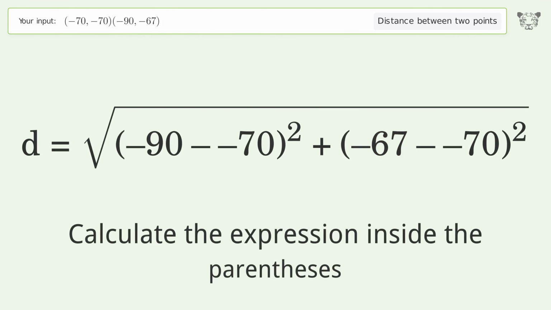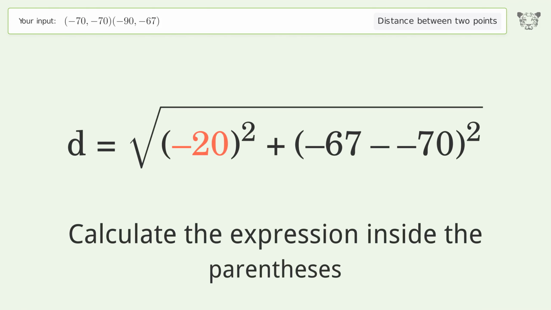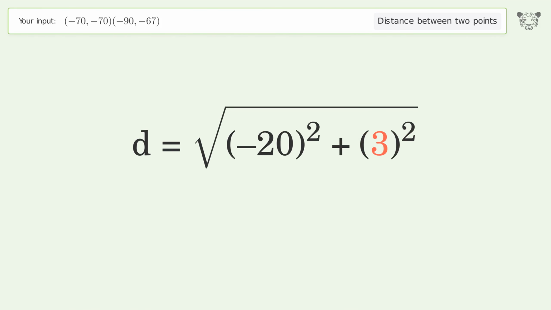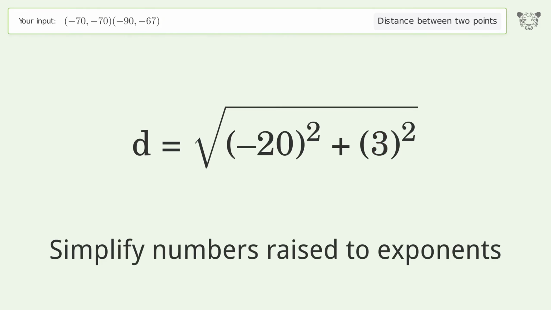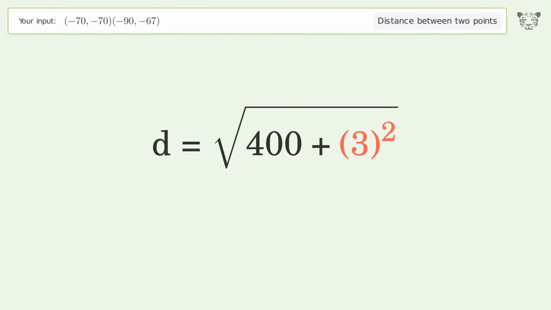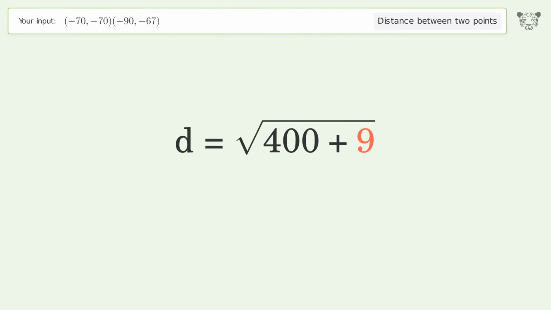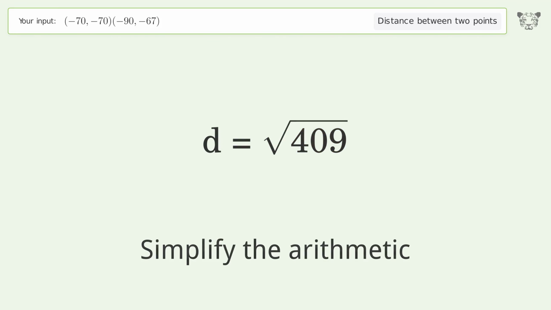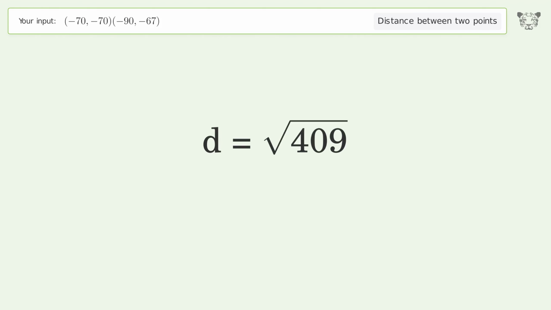Calculate the expression inside the parentheses. Simplify numbers raised to exponents. Simplify the arithmetic. And so the distance between the 2 points is the square root of 409, or 20.224.